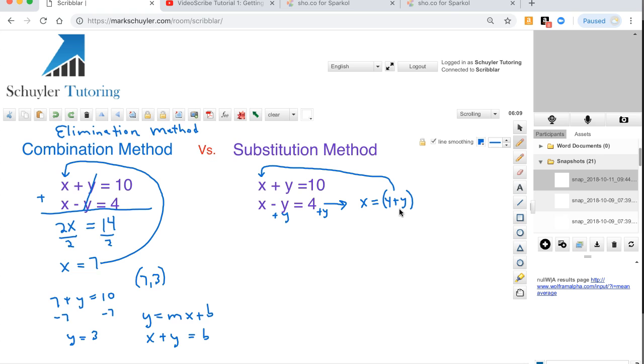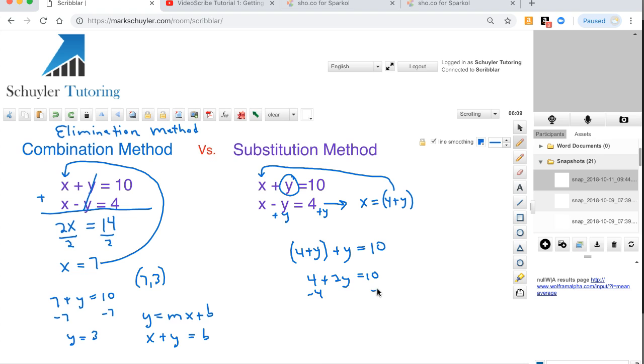So we know that x is the same thing as 4 plus y. So if I drop it in there, it's going to look like this, 4 plus y. Okay, I'll put parentheses around it, plus the y that's here. Do you see that y that's up there? And it equals 10. So we have 4 plus 2 y's equal 10.